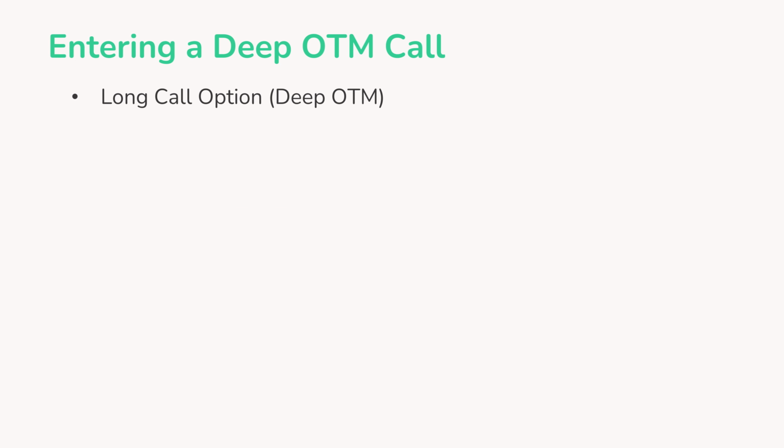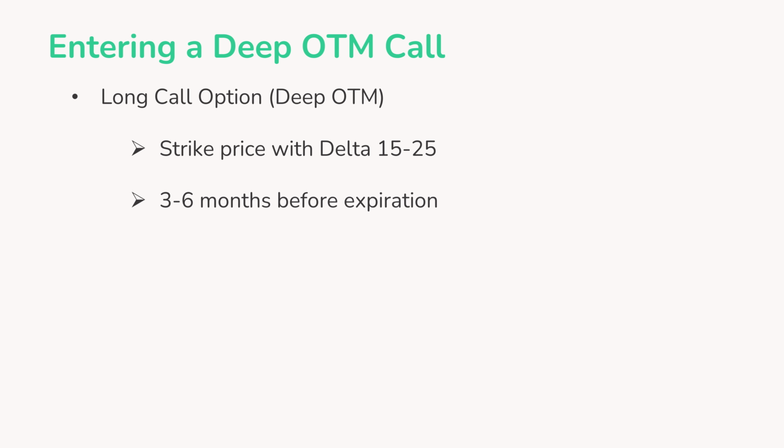So to enter the trade, I usually select the option with a delta of 15 to 25. Remember, I mentioned earlier why I choose not to enter a much lower delta, because of the cost of commissions and also the gamma. For me, delta 15 to 25 is usually the sweet spot. And also, I usually select the contract that is at least 3 to 6 months out. At least 3 months because I want to give the trade enough time to play out.